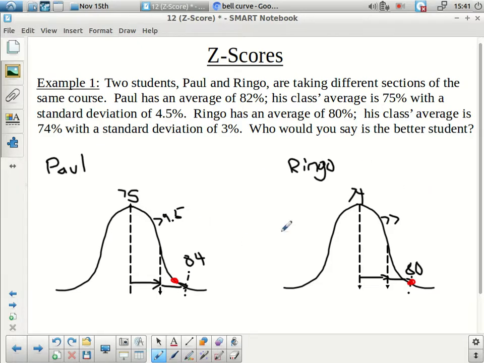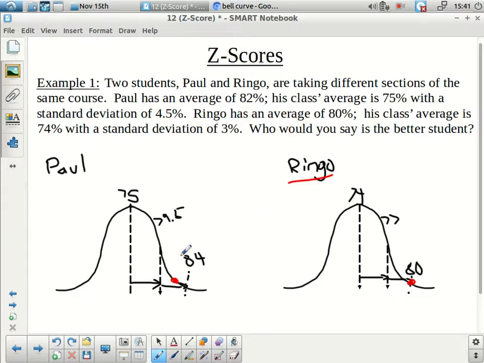So if I think about this in terms of the relative distributions of each class, however many students are in here, Ringo is ahead of more students, a higher percentage of the class, than Paul is. It's not a big difference, but he is a little bit further ahead because he is 2 full deviations away from the mean, and Paul is less than 2 deviations away from the mean. So if we're thinking in terms of relative setup, I would argue that Ringo is going to be the better student.